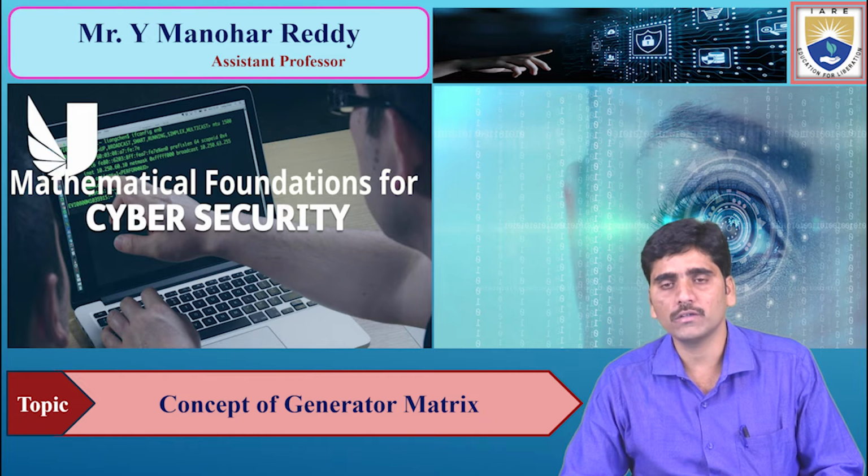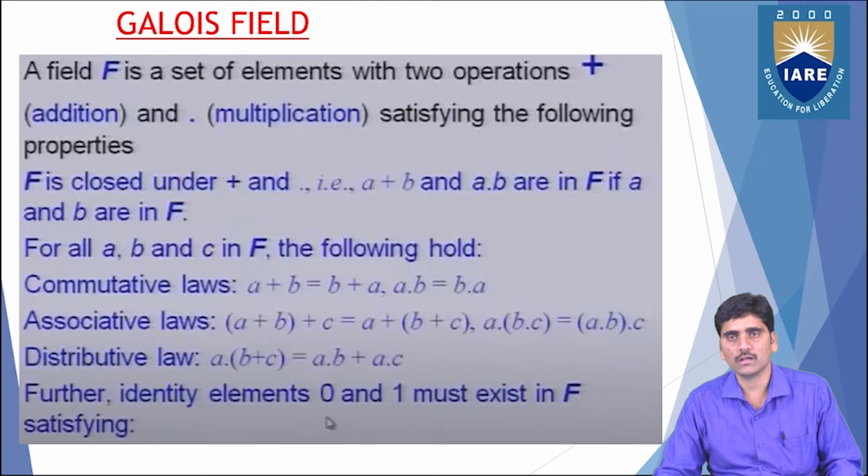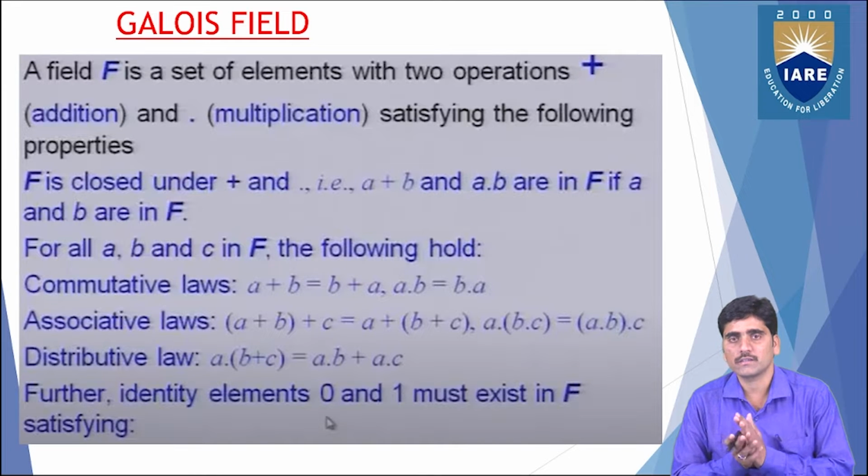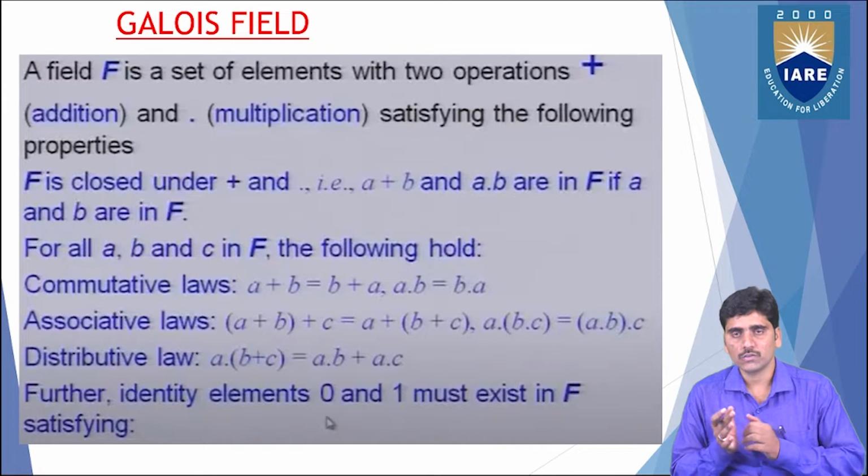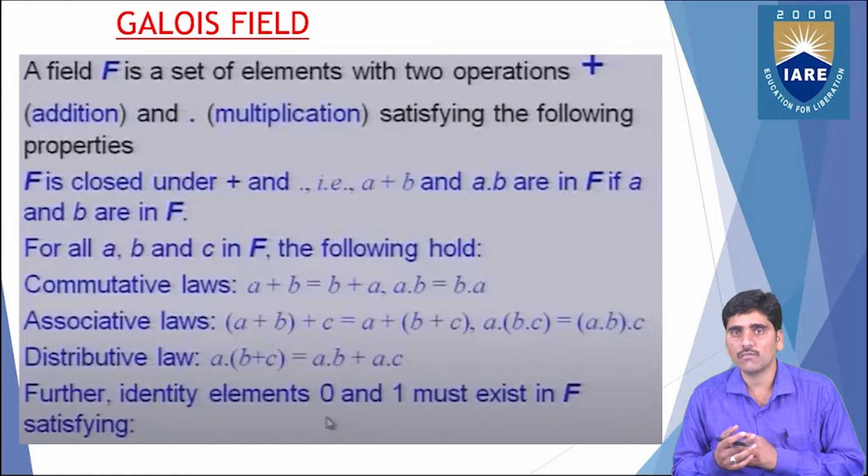To know about the generator matrix, we are going to learn some different terms. Those are Galois field, generator matrix, and the parity check matrix. In the previous sessions we already discussed different algebraic structures called groups, rings, fields and so on. To know in detail about generator matrix, we must recall the Galois field concept, which we already discussed in the linear algebraic structures.